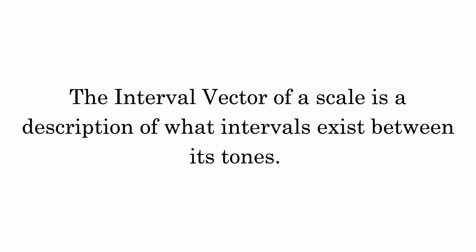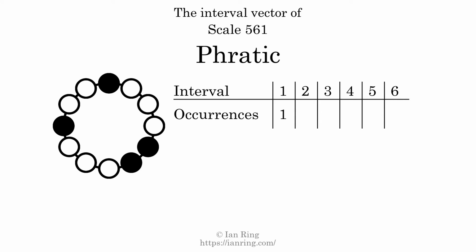The interval vector of a scale is a description of what intervals exist between its tones. There is one interval with a size of 1 semitone.